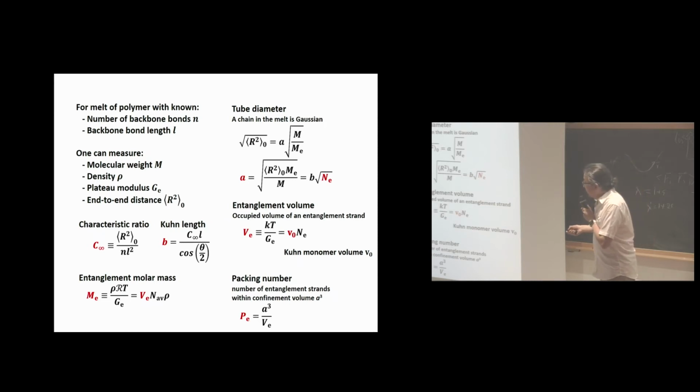This means you can calculate the characteristic ratio. This is the ratio of the end-to-end distance of your chain squared divided by N l squared. So this is the size if the chain is ideal. The real chain is not ideal, so its size is bigger by this factor. This way you can calculate the Kuhn length b with this characteristic ratio.